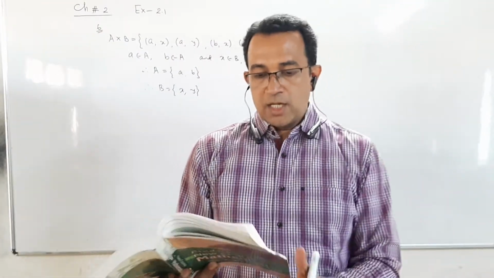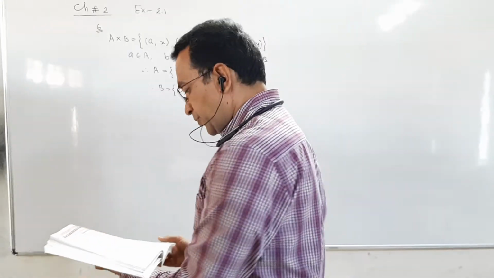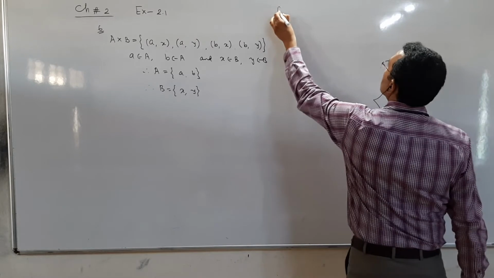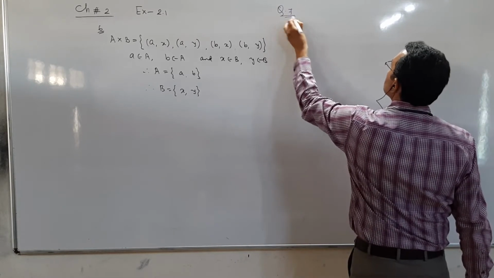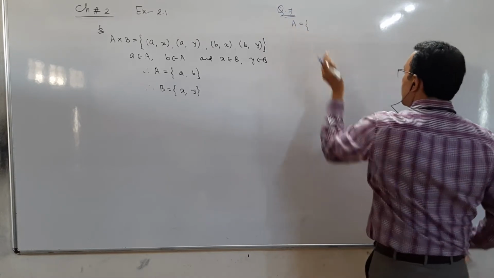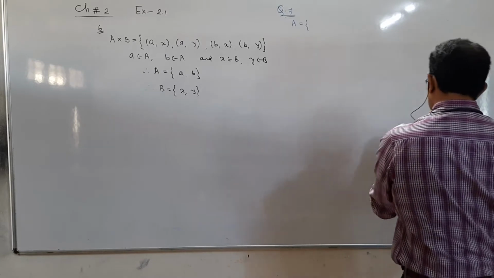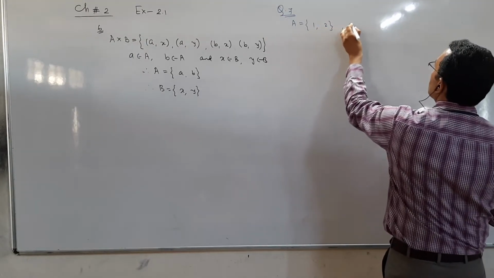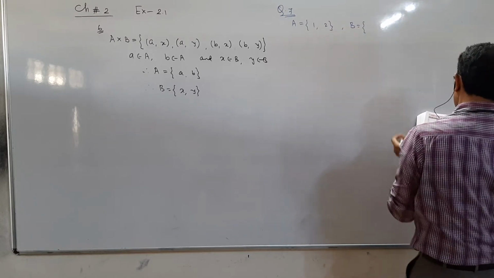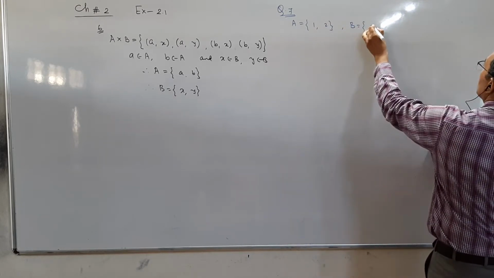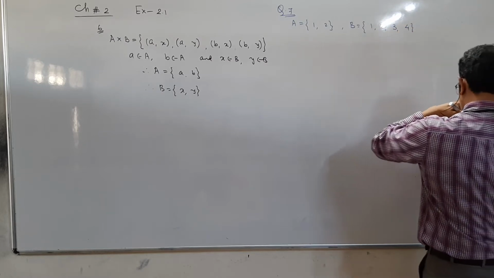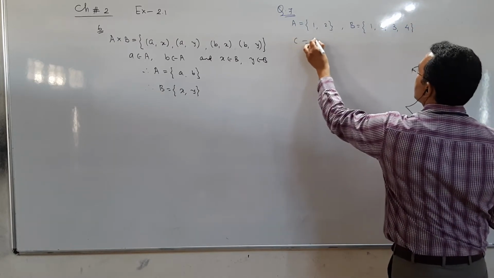Now students, question number 7. We are given sets A, B and C. Question 7: set A is the set of elements {1, 2}. Set B is the set of elements {1, 2, 3, 4}. Set C is the set of elements {5, 6}.